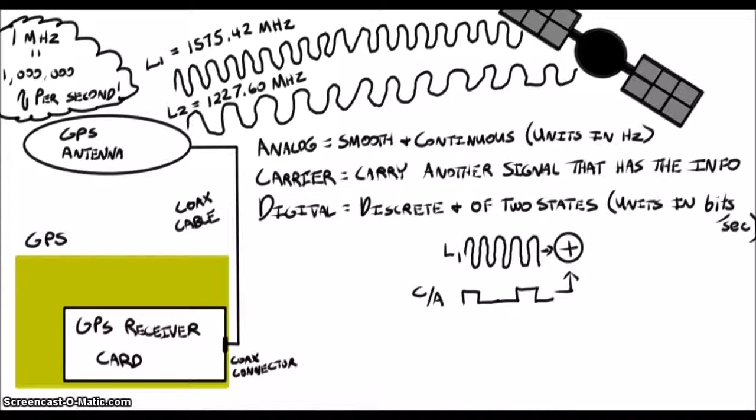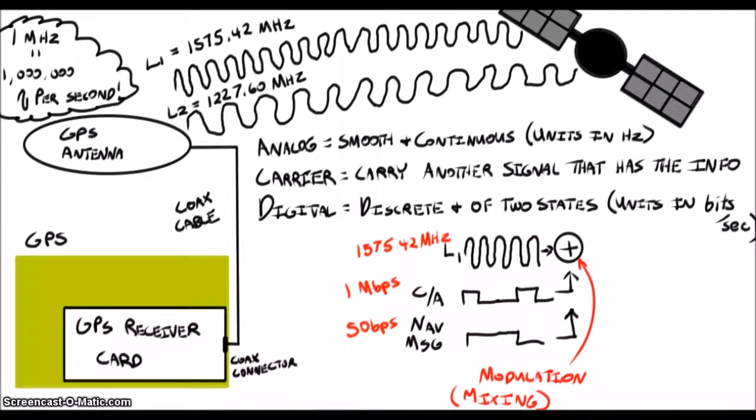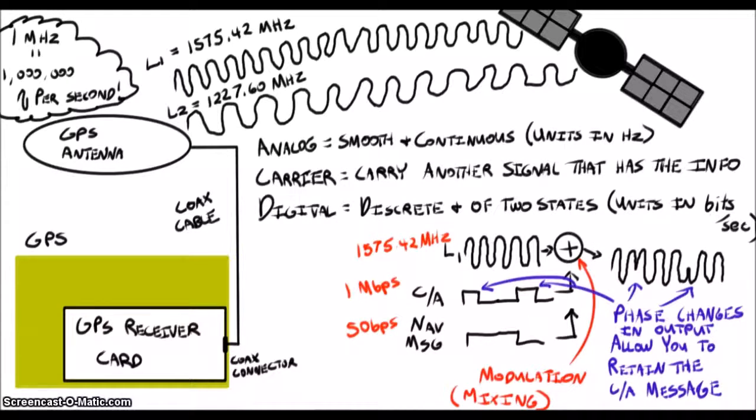The carried signals for L1 are the course acquisition or CA code and the navigation message, which are digital signals, or signals that are only composed of two states. The process of mixing two signals together is called modulation. GPS uses a specific kind of modulation known as binary phase shift keying, or BPSK, which gives us a great segue into binary.